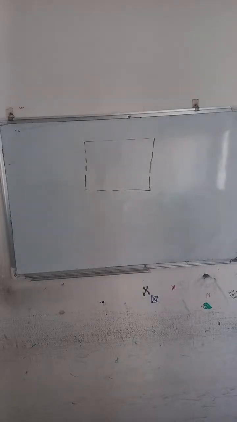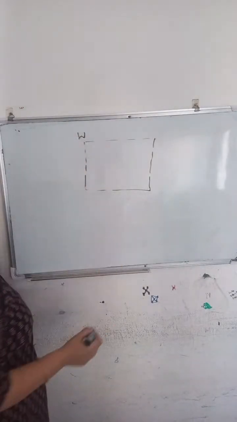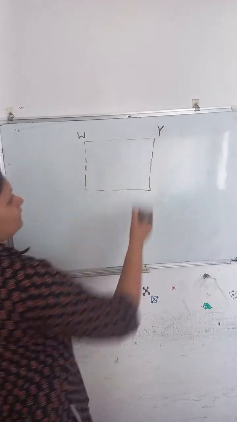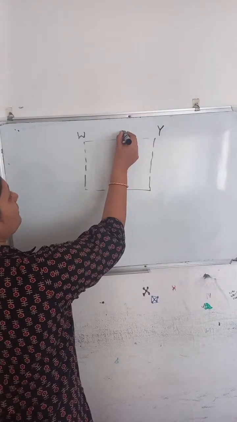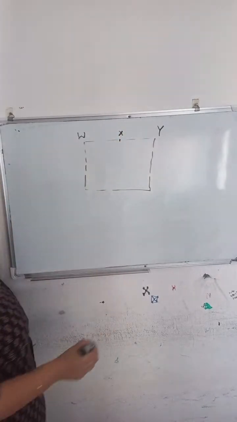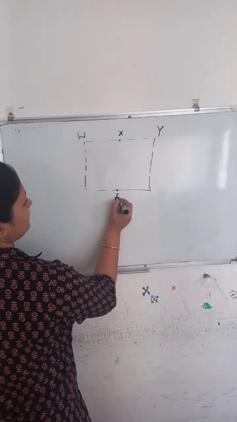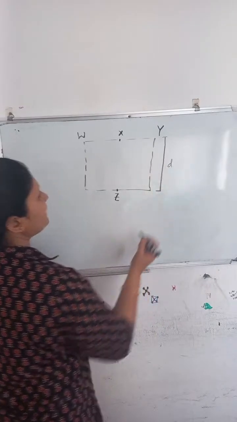Yeah, so here we have W. This corner is given W. This is Y. At the mid there is X, and here we have Z. As this is a square, each side is given D.